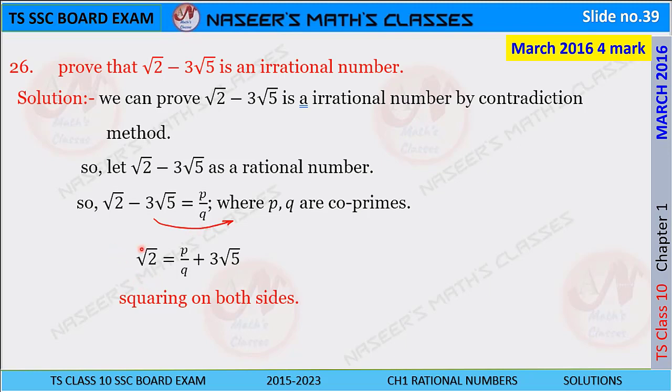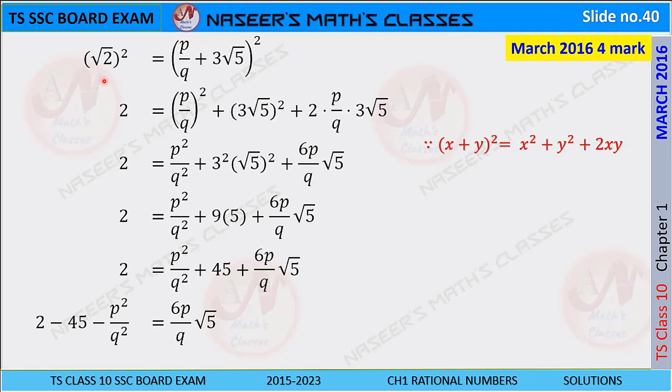So next we transpose minus 3 root 5 from LHS to RHS. Then we can write root 2 is equal to p by q plus 3 root 5. Next we have to square on both sides. Squaring, we can write it as (root 2) whole square is equal to (p by q plus 3 root 5) whole square. It is in the form of (x plus y) whole square is equal to x square plus y square plus 2xy. And in LHS, root and square cancel, we get 2. RHS, by using the formula we expand it as (p by q) whole square plus (3 root 5) whole square plus 2 times p by q times 3 root 5.